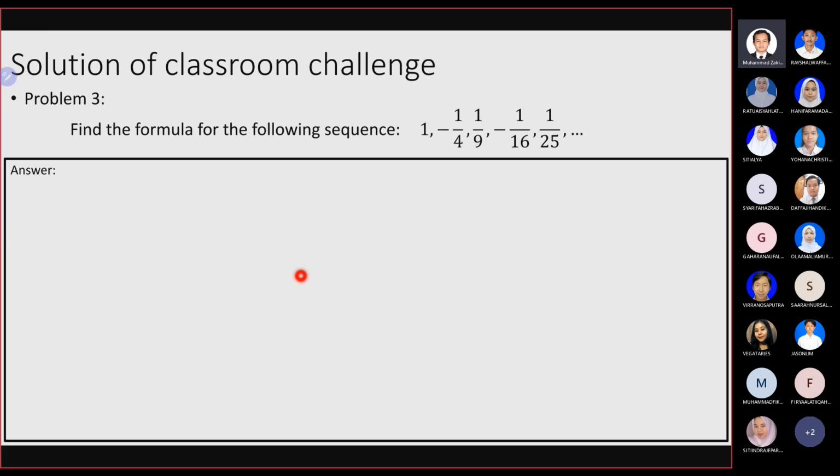And the next one is, okay, find the formula for the following sequence. So let me give you the answer. This is un is equals to minus 1 power n plus 1 divided by n squared.